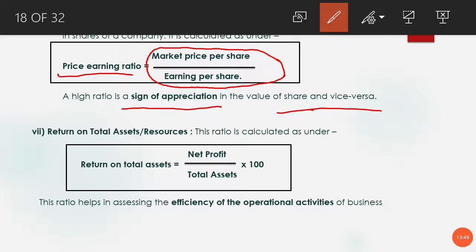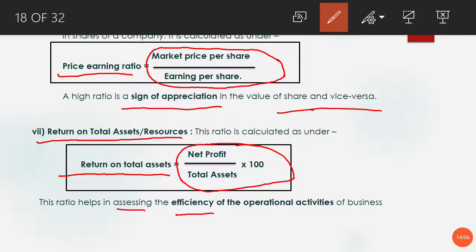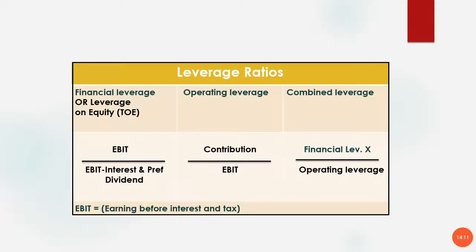7. Return on total asset or resources. This ratio is calculated as under. Return on total asset is equal to net profit divided by total asset into 100. This ratio helps in assessing the efficiency of the operational activities of the business.